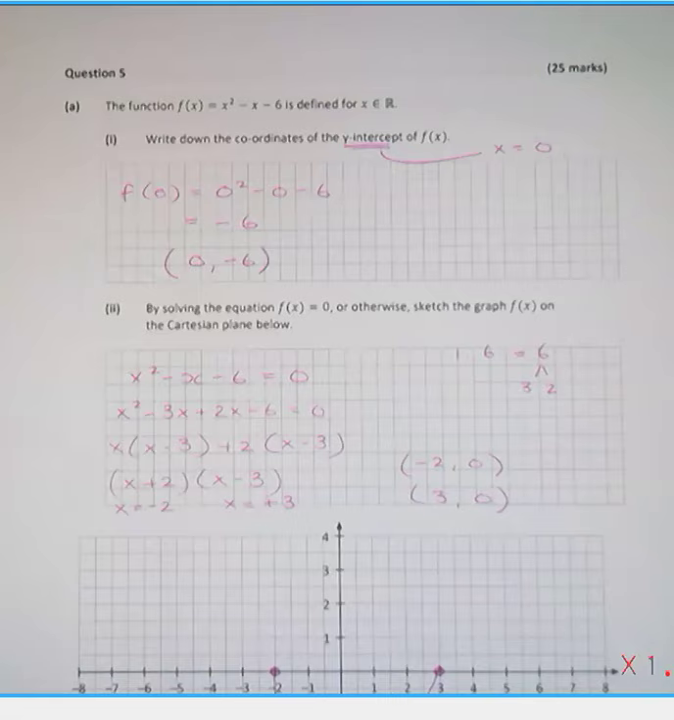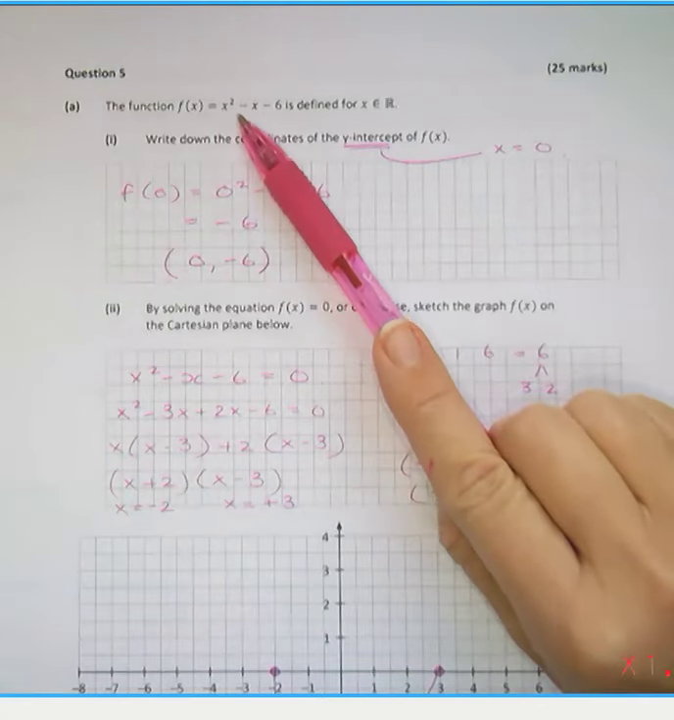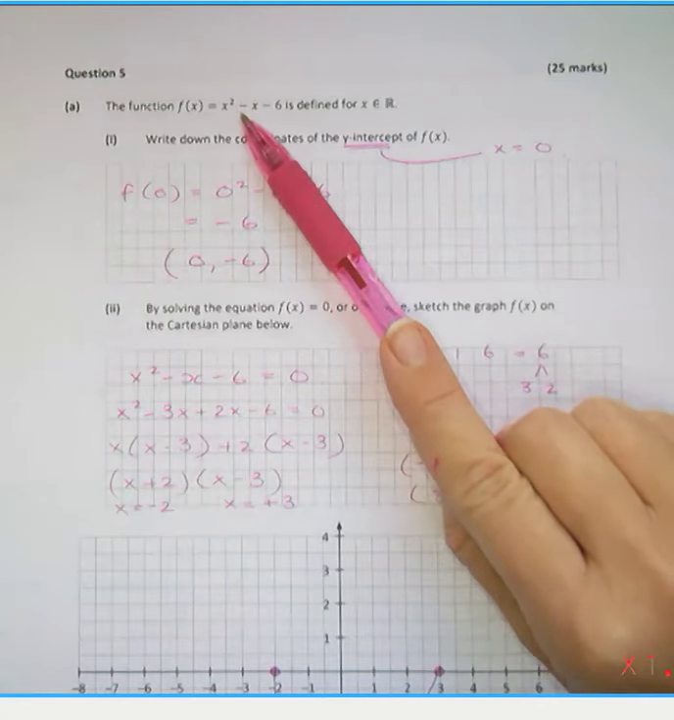Question 5 was to do with functions. It told you the function f of x is equal to x squared minus x minus 6. So it's a quadratic function. When you think about the quadratic function, it's a positive x squared. So if you had to draw it, it has to look like a smile.